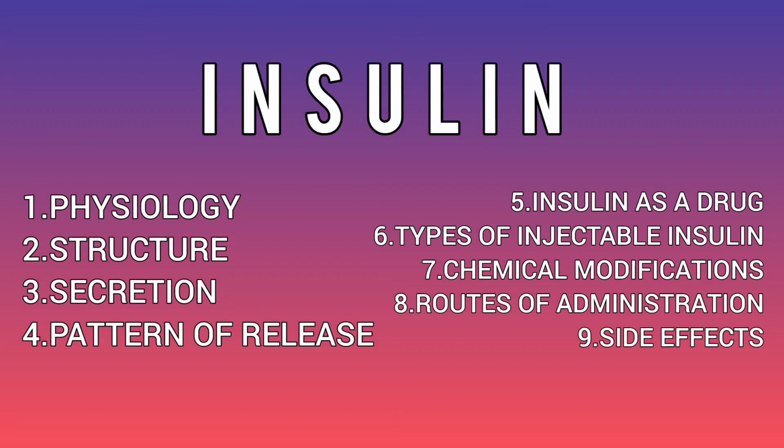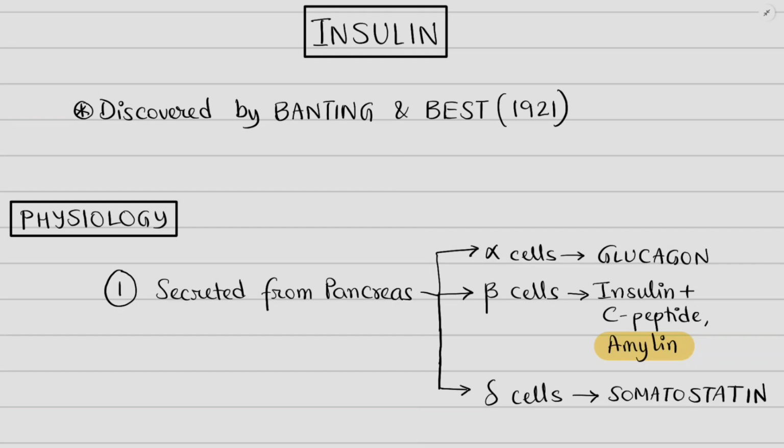So today in Active Learning Medicos, we are going to learn everything about insulin. It was discovered by Banting and Best in 1921, and physiologically it is secreted from the pancreas. Now the pancreas consists of islets of Langerhans, which further consist of alpha cells, beta cells and delta cells. Alpha cells secrete glucagon, beta cells secrete insulin, C-peptide and amylin, and delta cells secrete somatostatin.